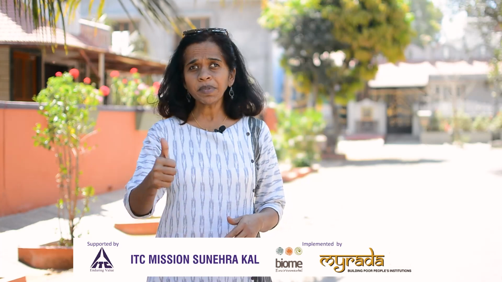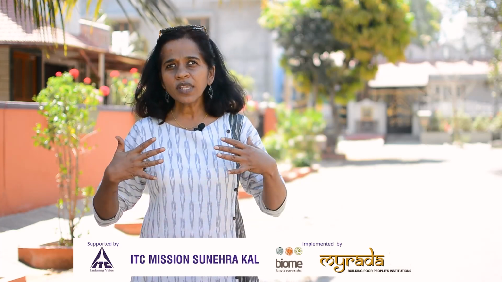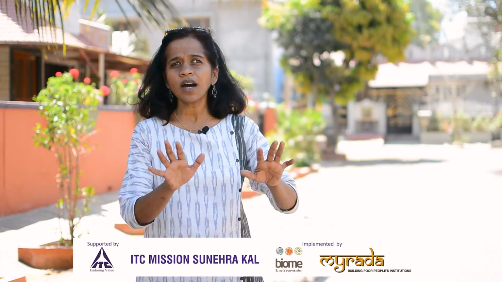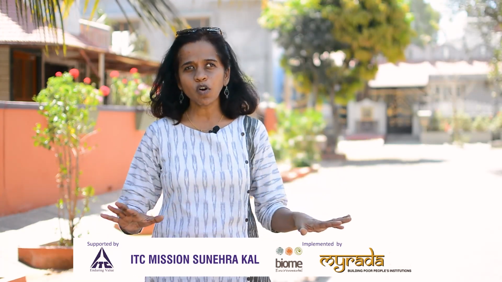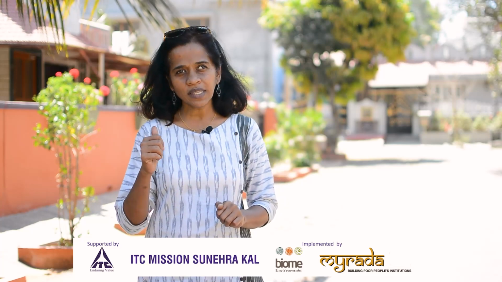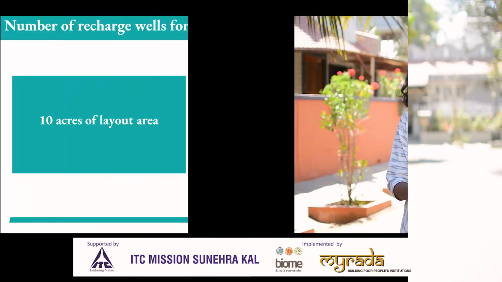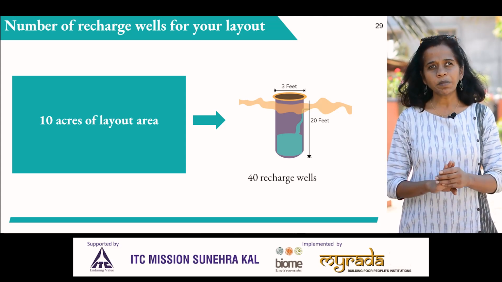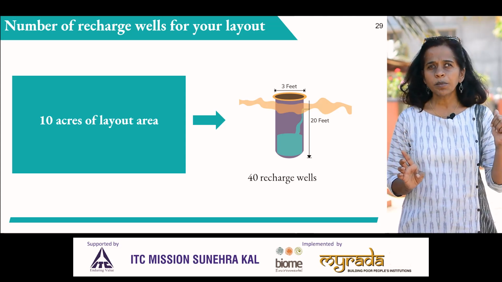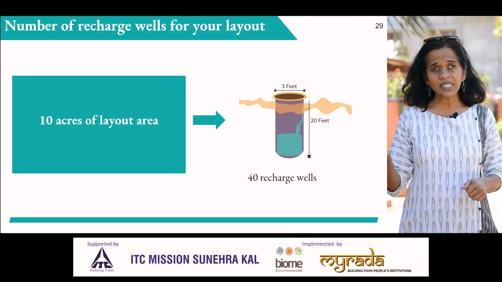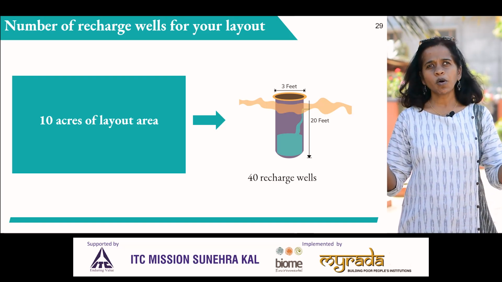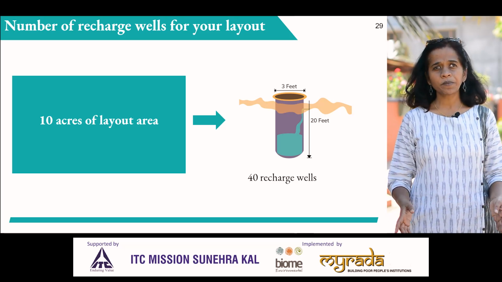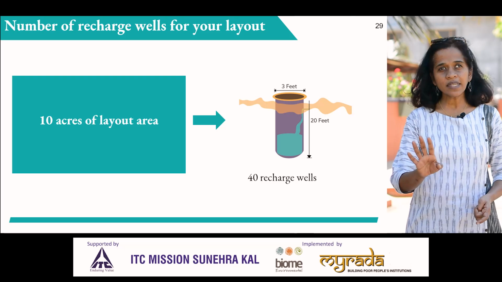For instance, some thumb rules to use are, for the runoff that happens in a layout from common areas, not including the houses, you can go with the thumb rule for recharge of a 10-acre layout needing 40 recharge wells. That means 4 recharge wells per acre of layout. What is the size of this recharge well? Normally it's about 3 feet in diameter and 20 feet in depth. Remember, this is only a thumb rule.